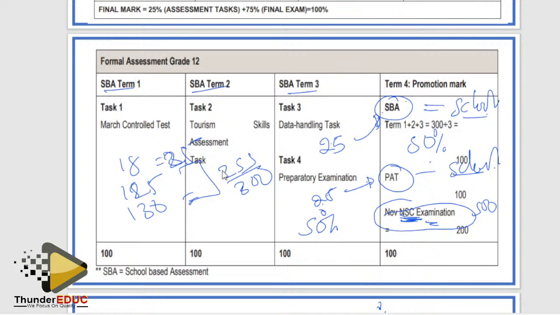Answer, you get times 75, it gives me 63.75. Now plus this 18 you got from your SBA, so now I'll say 63.75 plus 18, so basically you get 81.7%. So basically that's what you get as a distinction, just in case that's what you have got in this case.